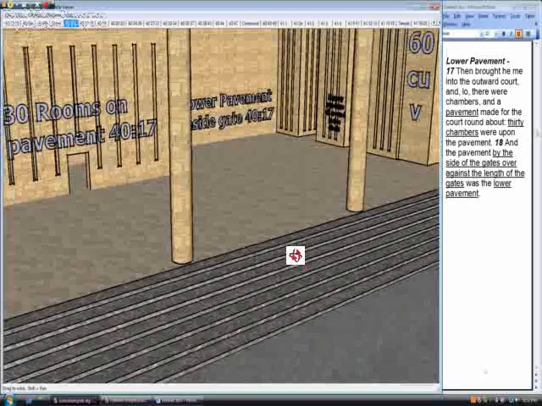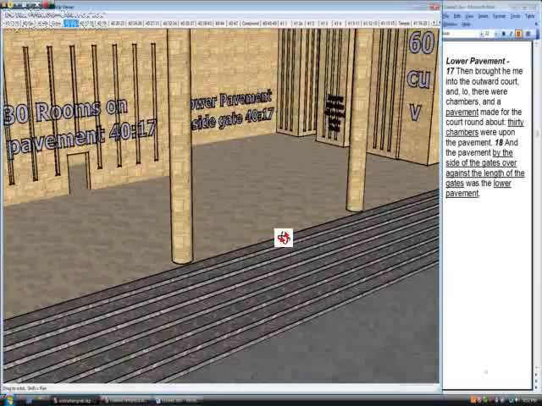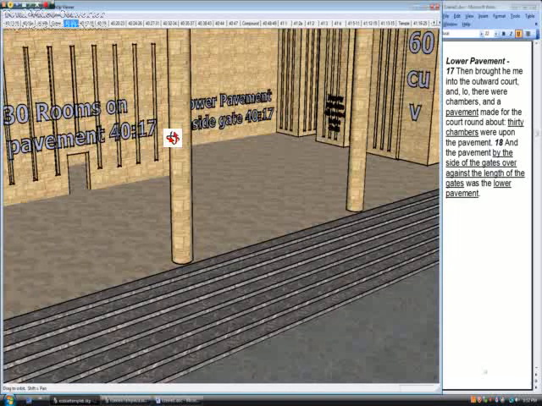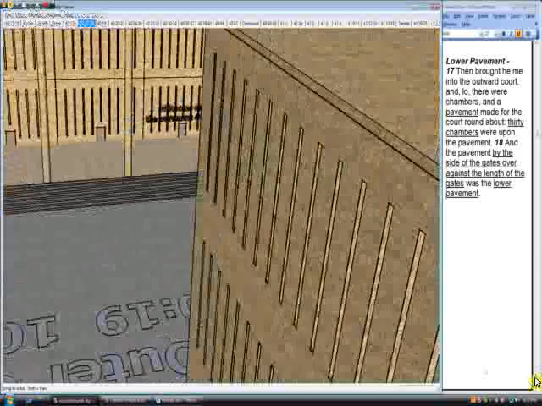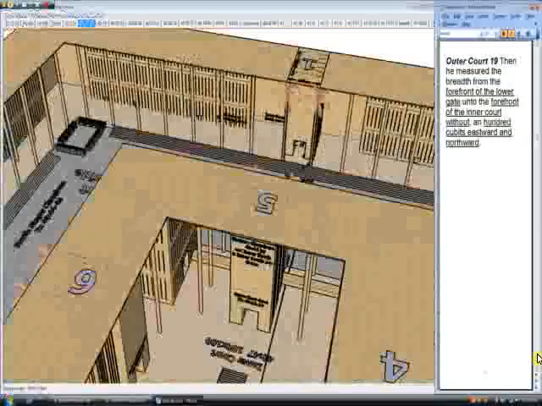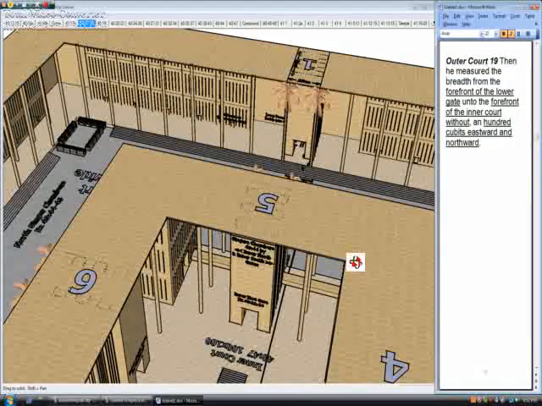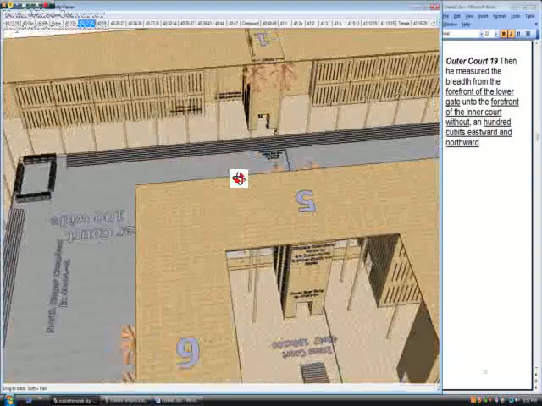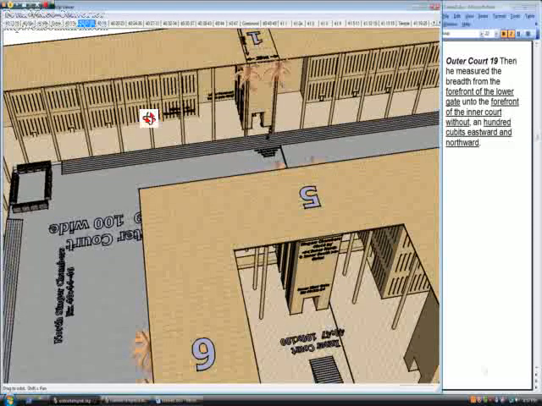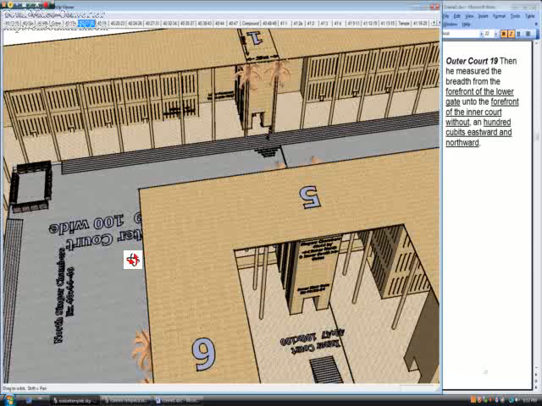And it's called the lower pavement because there's only 7 steps up to it, whereas the inner court has 8 steps up to it, so that pavement will be higher. Here's another view of some of the chambers along the wall, 10 on each wall, for the east, south, and north walls, none on the west.